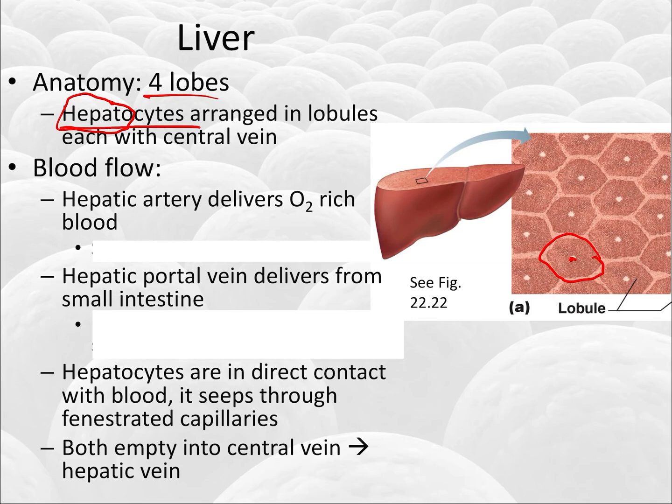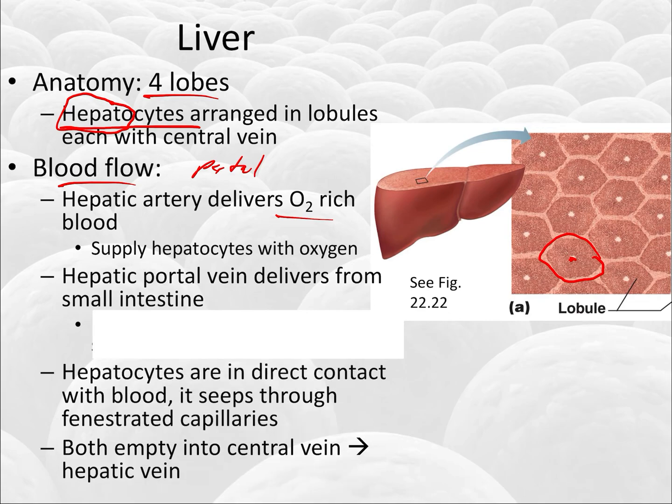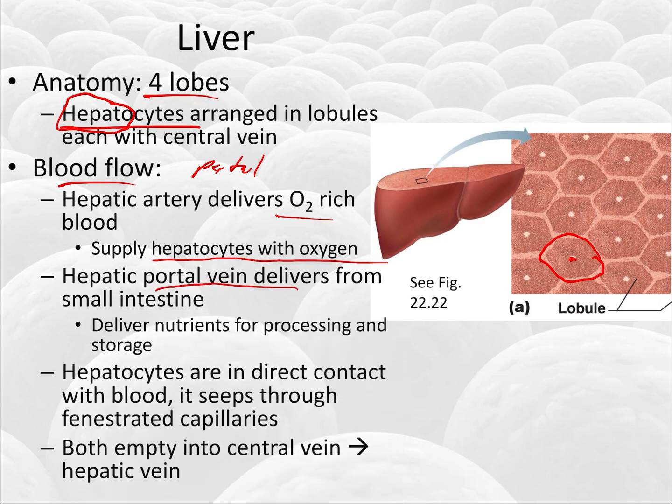Okay, this is another unique setup as far as blood flow goes. This is another portal system, right? Like we talked about with the hypothalamus. The hepatic artery is delivering the oxygen-rich blood. This is what gives the hepatocytes their oxygen. But then the hepatic portal vein is delivering blood from the small intestine. So this delivers nutrients for processing and storage. So that's unique that we would have a vein delivering blood to an organ instead of an artery delivering blood to an organ. But obviously we have the artery part here, but then we have the vein part here, which is the unique part.